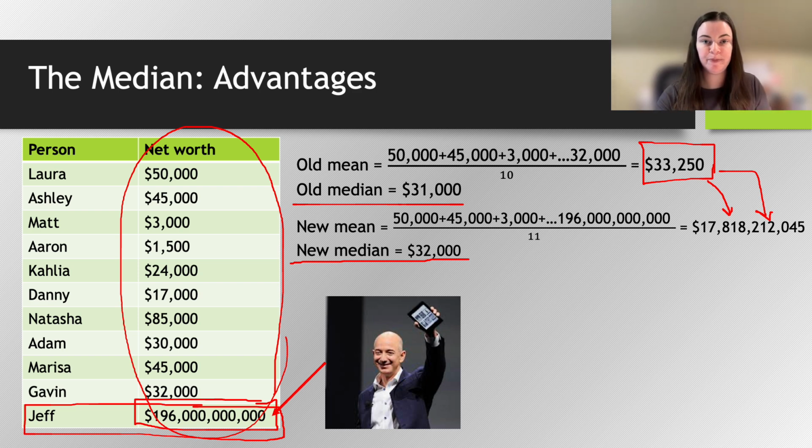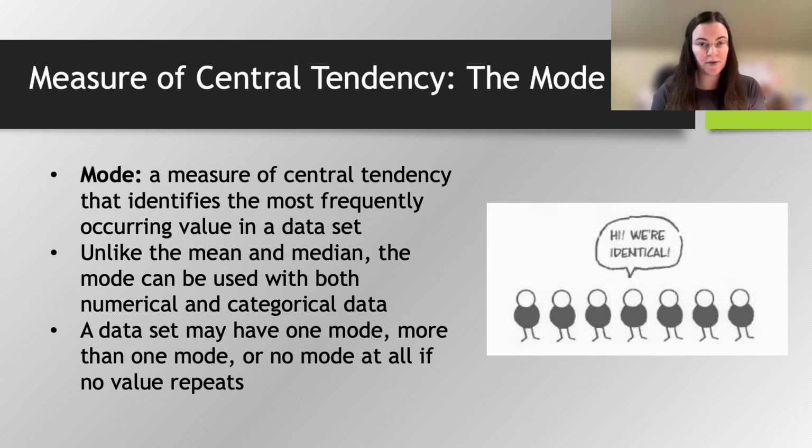The last measure of central tendency that we will cover in today's lecture is the mode. The mode is a measure of central tendency that identifies the most frequently occurring value within a data set. And unlike the mean and median, the mode can be used with both numerical and categorical data. A data set may have one mode, but it could also have more than one, and we'll take a look at that as well.